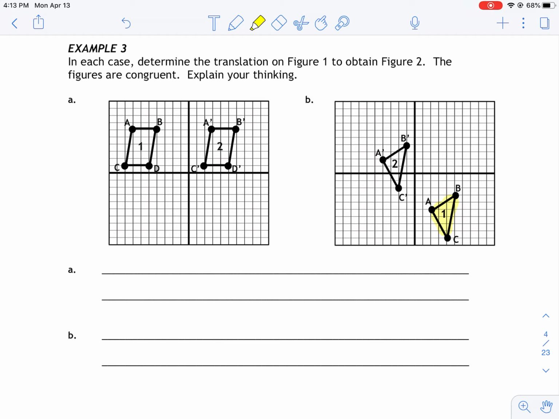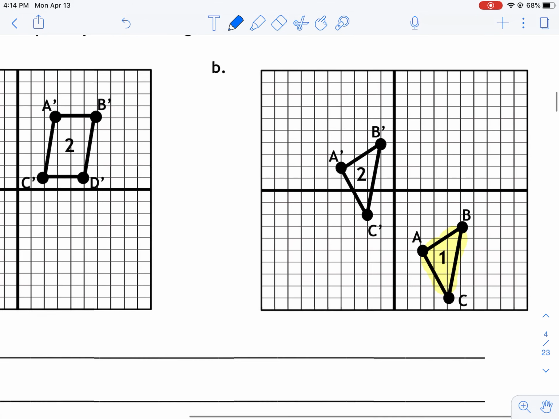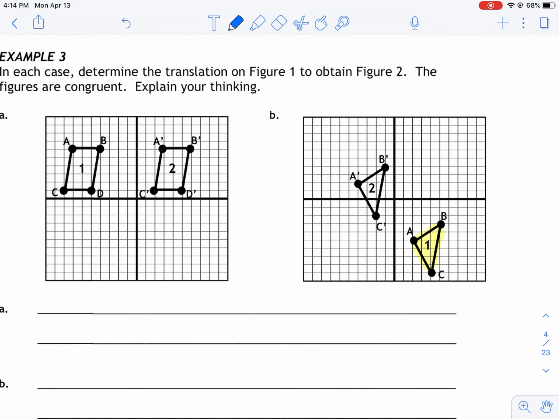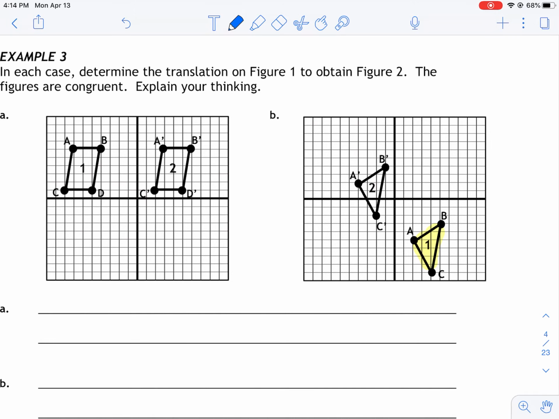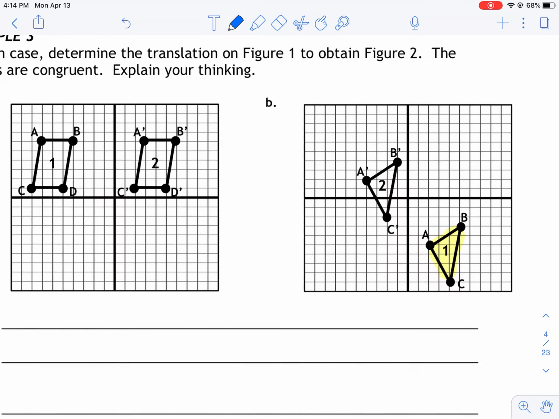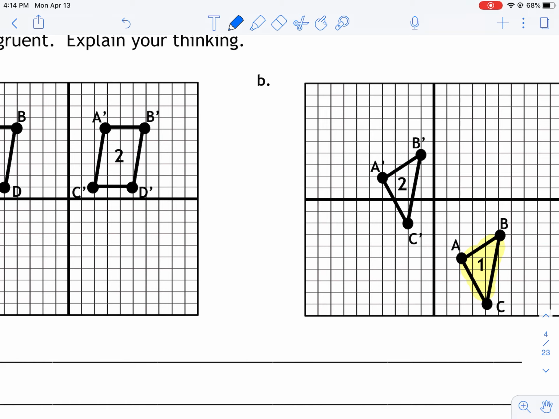So what we have to figure out here is what translation was applied to figure 1 to obtain figure 2. Okay. So let's go ahead and take a look at that real fast. It's definitely a diagonal translation. We're told the figures are congruent, so we know it is going to be a translation, because the points are corresponding in order, so they didn't switch their order. So I'm just going to count my location from A to A prime in both directions. I know it's a diagonal translation. I'm just going to figure out what the units are in each direction.